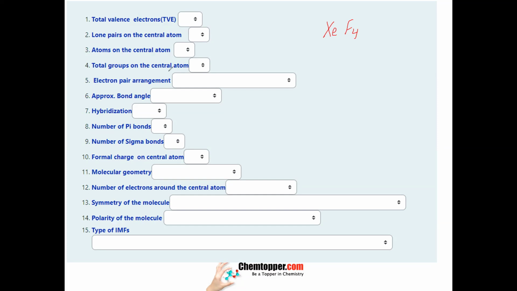XeF4. Draw the Lewis dot structure and start answering these questions. Central element. Now my turn is over. I have explained you everything. Xe. Skeleton. Do you think fluorine can make a double bond? Fluorine? No. Why? What is the reason that fluorine cannot make a double bond?